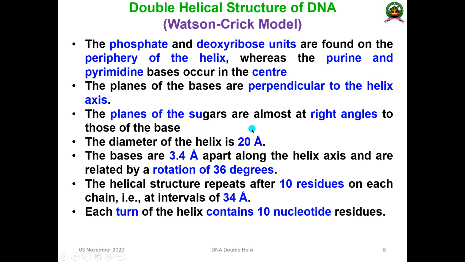Okay, and now this is very very important. The diameter of the helix is 20 angstrom. Okay, and the bases are 3.4 angstrom apart along the helix axis and are related by a rotation of 36 degree. And one helical structure consists of 10 residues on each chain at an interval of 34 angstrom. We have discussed both concepts, 34 angstrom repeat, 3.4 angstrom repeat. So each turn of the helix contains 10 nucleotide residues. Okay, these are the important aspects.